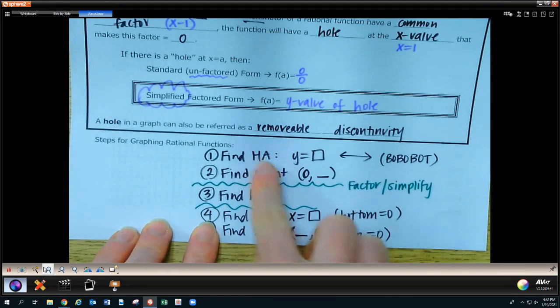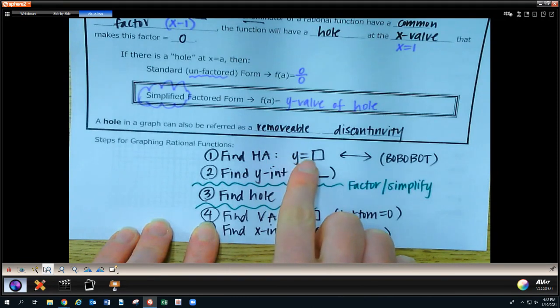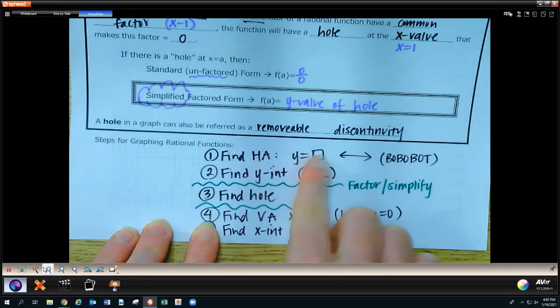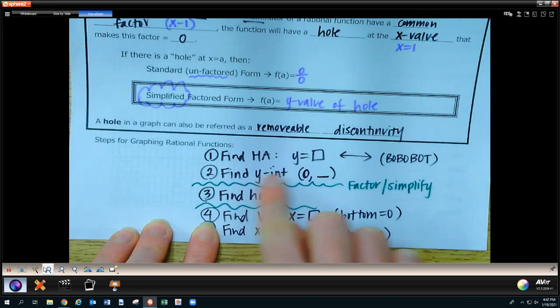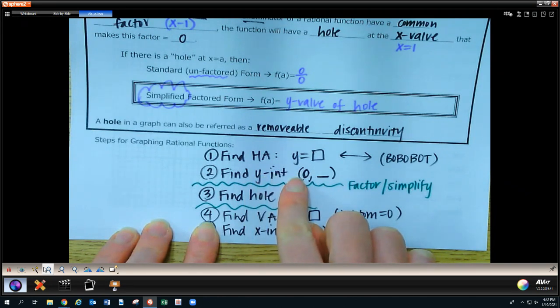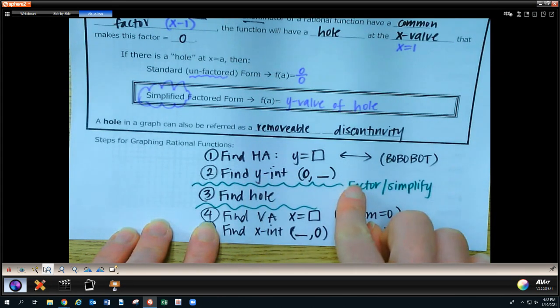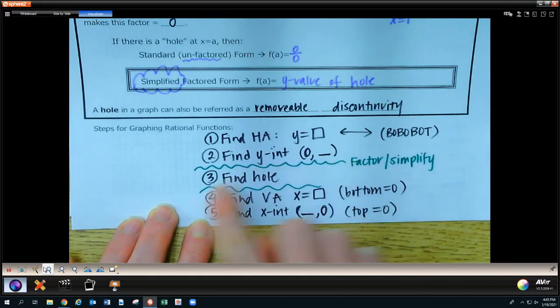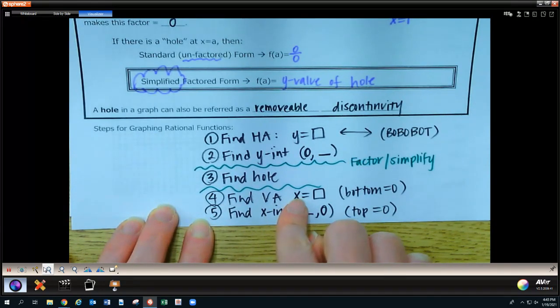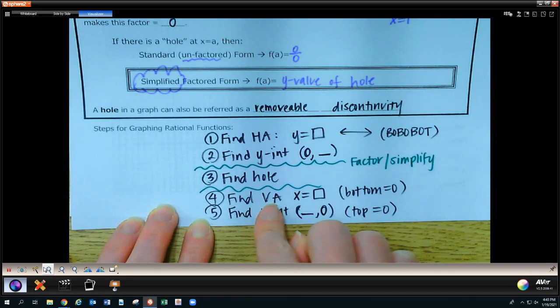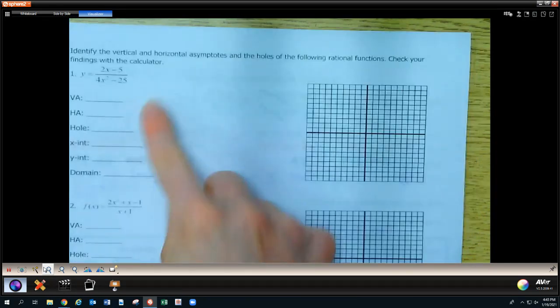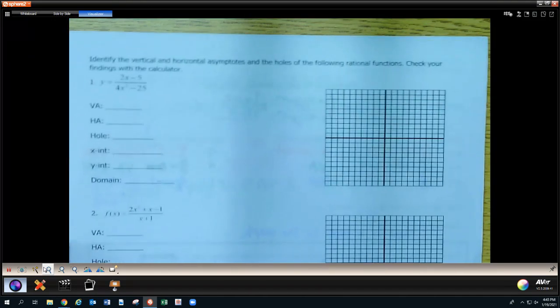Okay, so find the y things first. Your y equals asymptote, your horizontal asymptote, which is y equals, and your y-intercept. Find those first. Find the hole if there is one. And then your last step will be to find the x things, your vertical asymptote and your x-intercept. And so we are going to practice this on the back. We have 3 examples where we're going to go through and find all of this information and see what they look like on the graph.